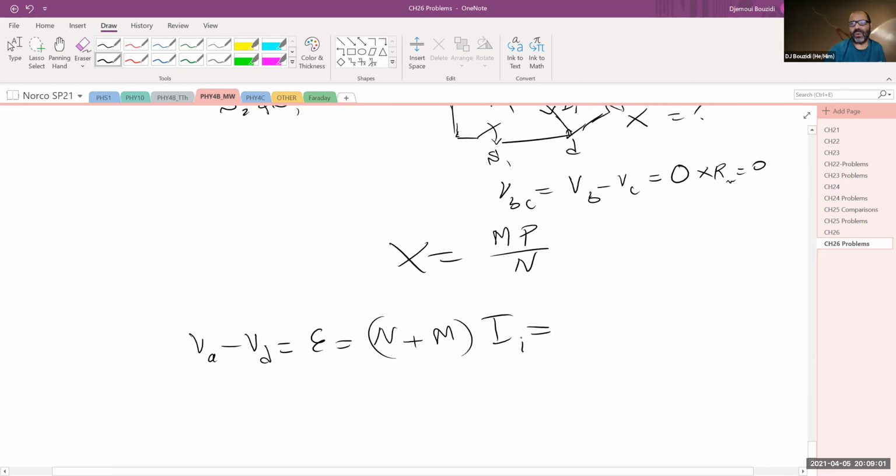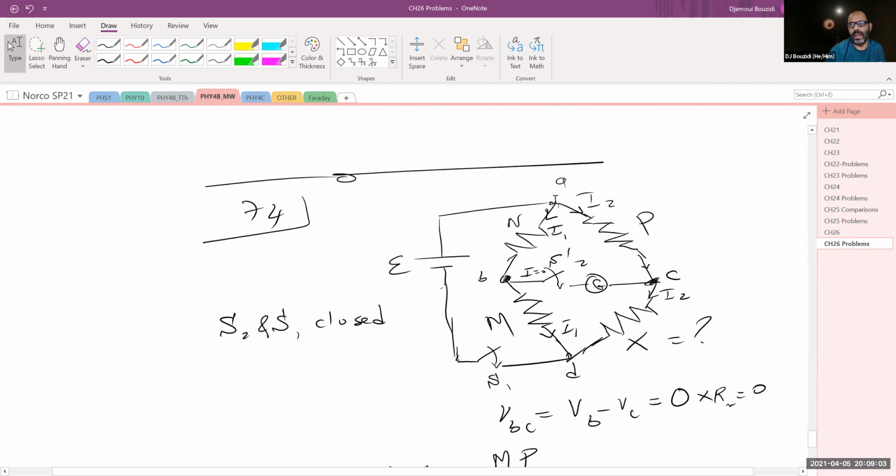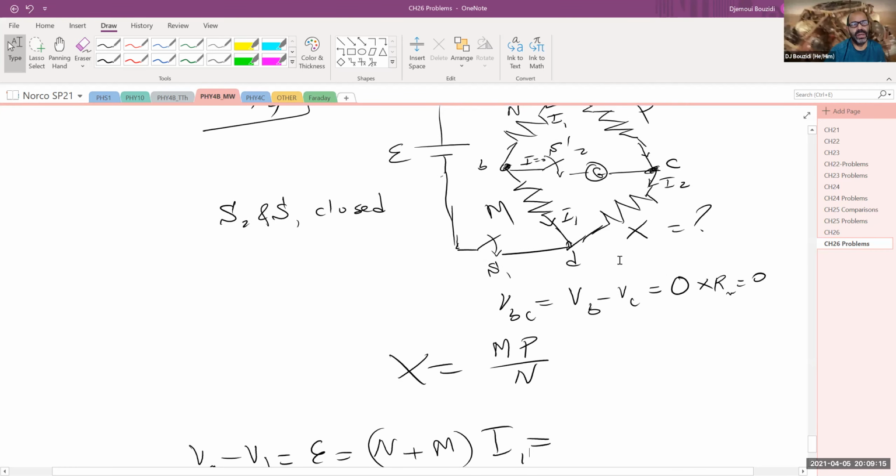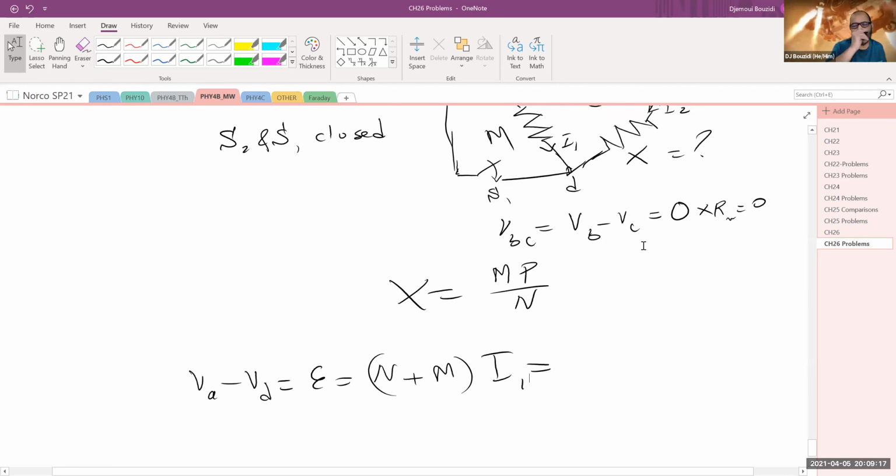And this also is equal to, on this side, P times I2 plus X times I2. Because again, these two currents must be the same since there is no current flowing through this galvanometer. That is the condition of balance. So in this case, it's going to be P plus X times I2.